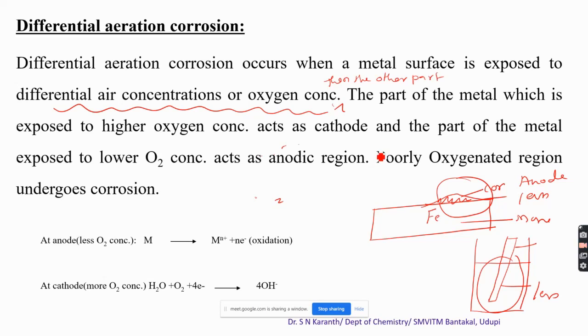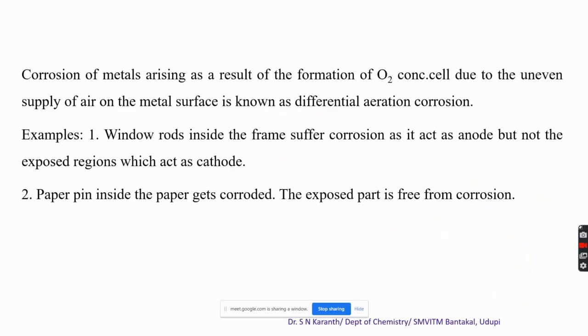In the anode reaction, the less oxygenated site acts as anode and undergoes corrosion, that is, the metal is lost in the form of metal ions. The more oxygenated part undergoes the cathode reaction. That is, the more oxygenated part, in the presence of moisture, takes electrons and forms negative ions like hydroxyl ions. And then, between the positive and the negative ions, insoluble components are formed.